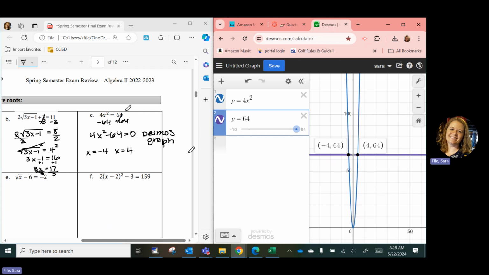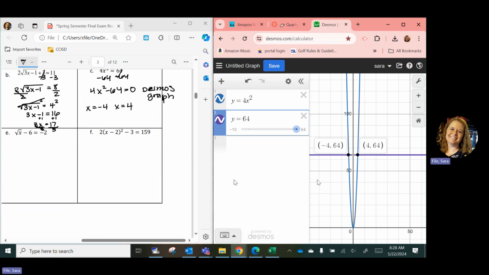So you can either get it set equal to 0 and you'll see the actual graph of the function and find the x-intercepts, or you can do y equals the left side and y equals the right side, and look for the intersection. Okay, so let's do that with f, and I'm going to write that down.